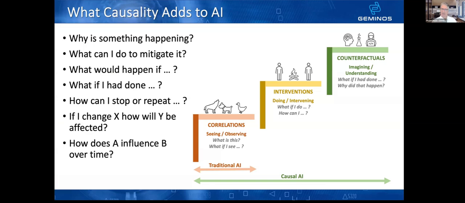Let's just take a step back here and talk about what causality adds to the AI picture. There's a lot of conversation around correlations and causation, etc. All that is true. And obviously, traditional AI is based on correlations. It looks for patterns in the data, tries to make observations and predictions from that. As I think we all know, it's useful. It's not doing the whole job.